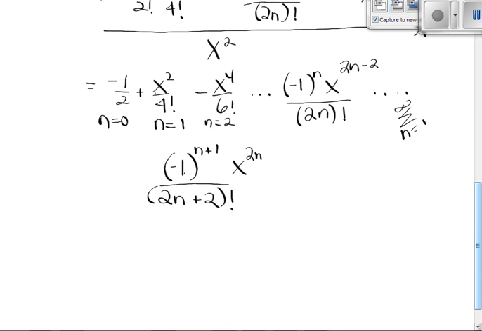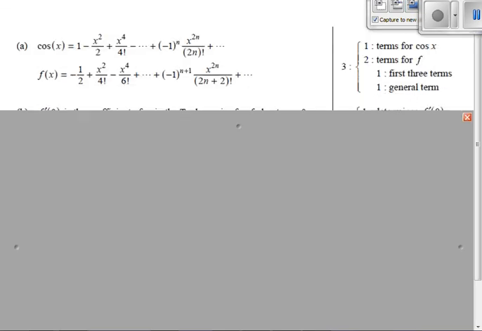Does that work? So n is 0, so that's x to the 0, that works for the first term. N is 1, that works. Yeah, I don't think I did what they had there. I think we need to use it later on in the problem. Well, let's just see what our points are.